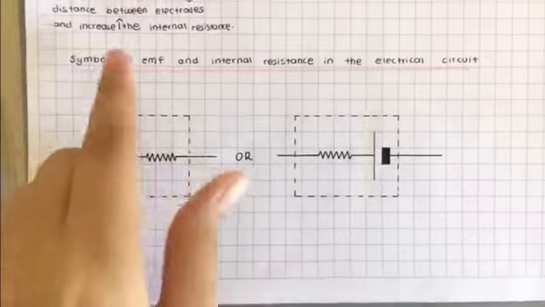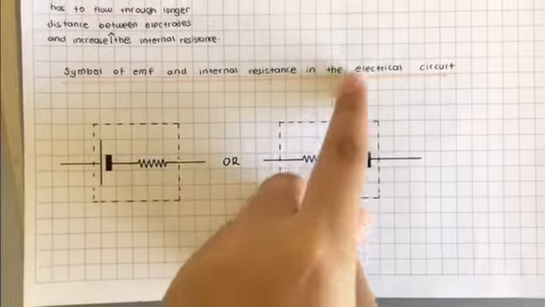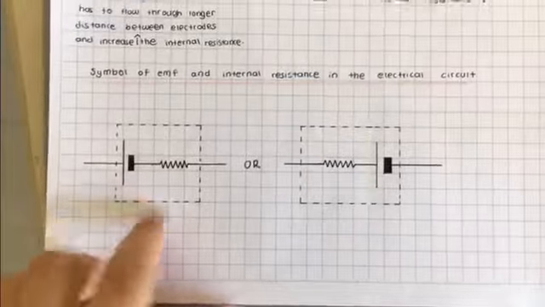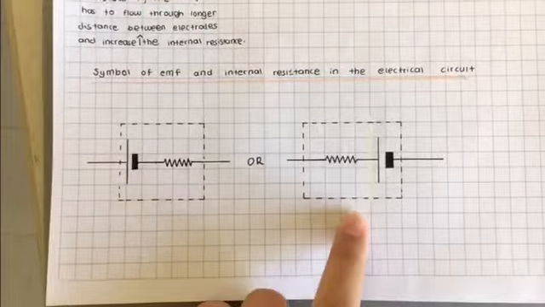This is the symbol of the EMF and internal resistance in the electrical circuit. It can be this or this.